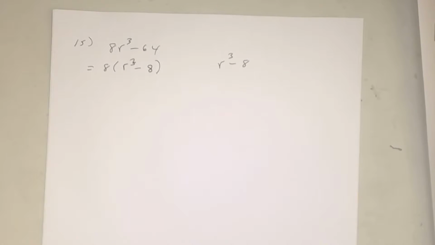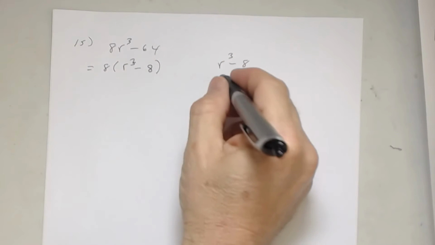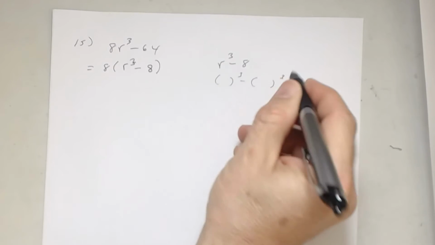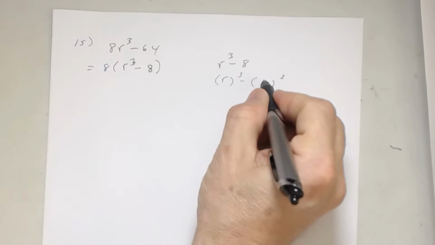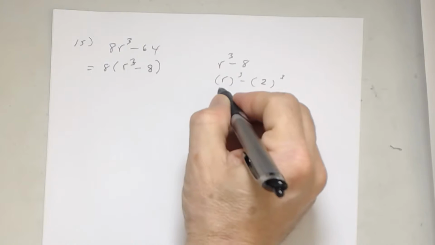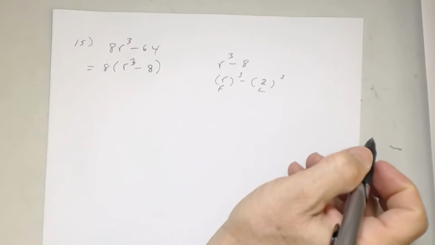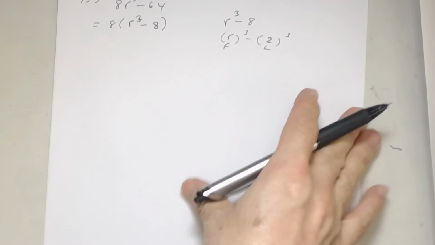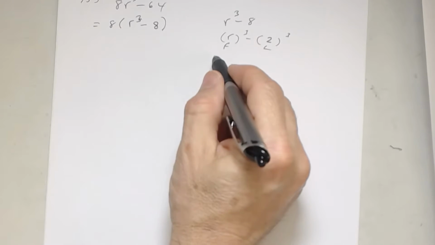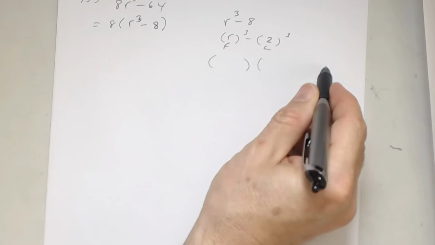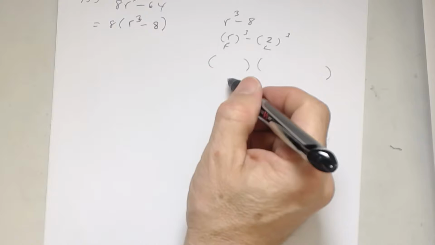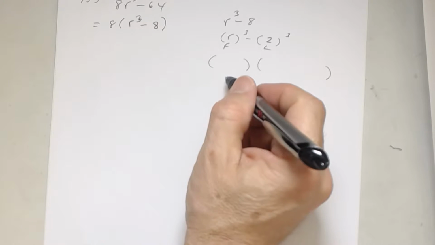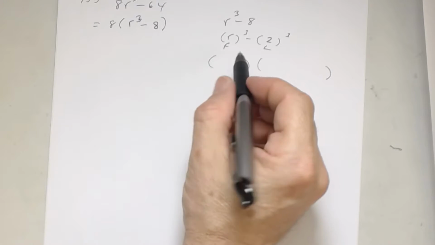Difference of two cubes. So inside the parentheses, I can fill in those parentheses. That's an R here, and this is a 2. So there's your F, there's your L. And so R cubed minus 8 is a binomial times a trinomial. The binomial is easy. What's the binomial in this case? R minus 2.